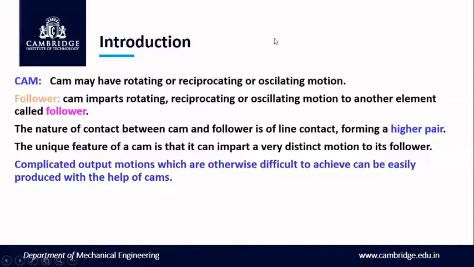Whenever a kinematic pair has surface contact, we call it a lower pair, and if the kinematic pair has a line contact or a point contact, it will be a higher pair. The unique feature of the cam is that it imparts a very distinct motion to its follower. Sometimes a mechanism will not be useful to get that distinct motion, whereas through cam and follower we can accomplish it. Complicated output motions which are otherwise difficult to achieve can be easily obtained by using cams and followers.